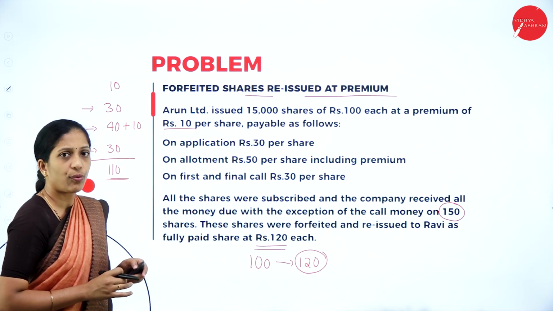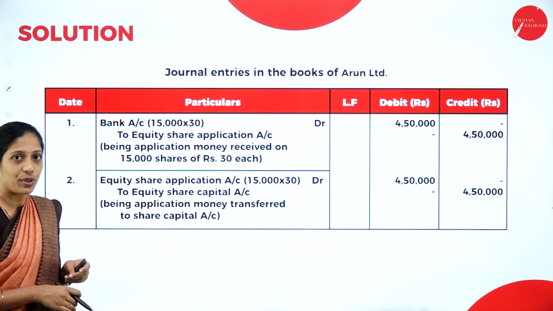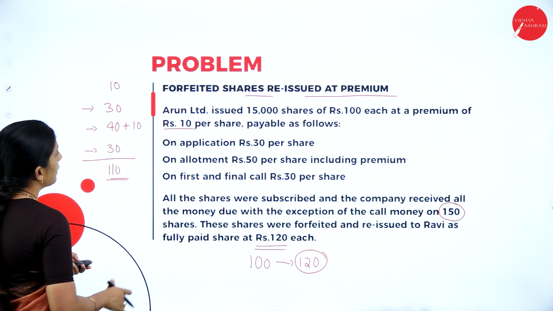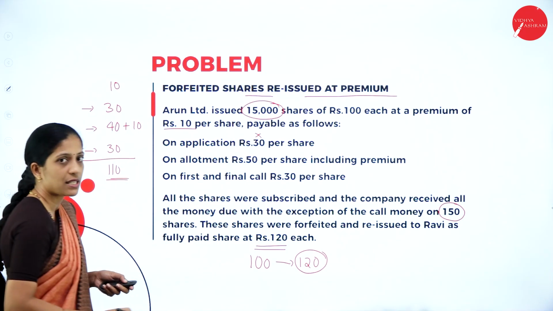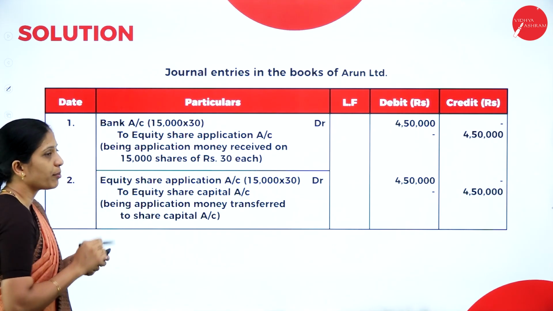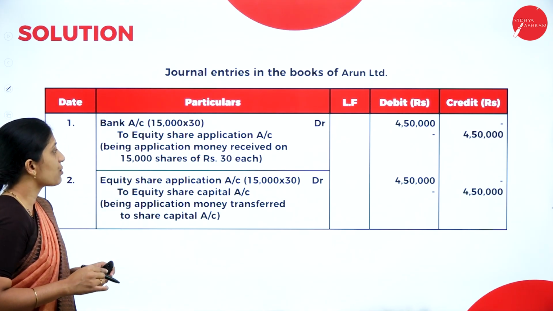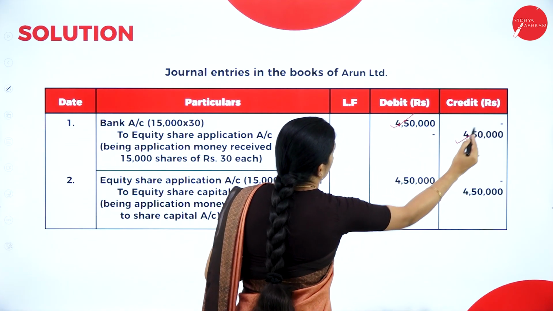So, first entry is for what? Receiving of application money. So, your entry will be bank account debit to equity share application account and the amount is number of shares 15,000 into 30 rupees. 15,000 into 30 and the narration is being application money received on 15,000 shares of rupees 30 each. So, this will be 4,50,000.